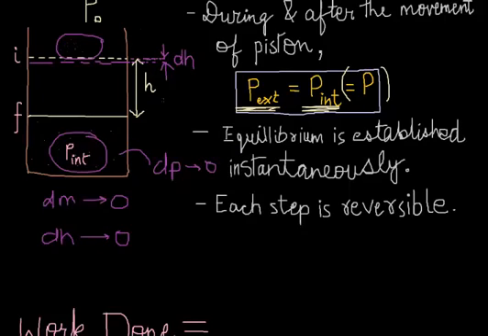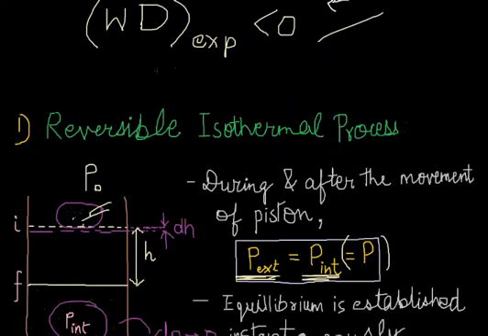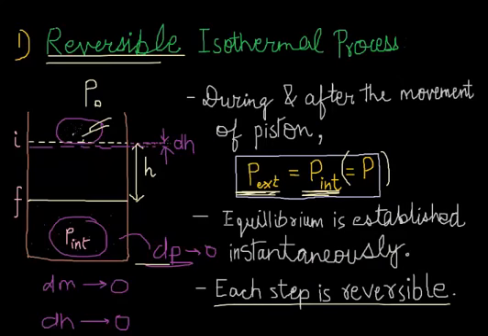This means that each time we add a grain of salt over the piston, the change in pressure dP is very small, so the piston moves down and quickly regains the equilibrium. The third point is each step is reversible. This means that if we start removing the sand from the piston particle by particle, then the piston will start moving upwards.